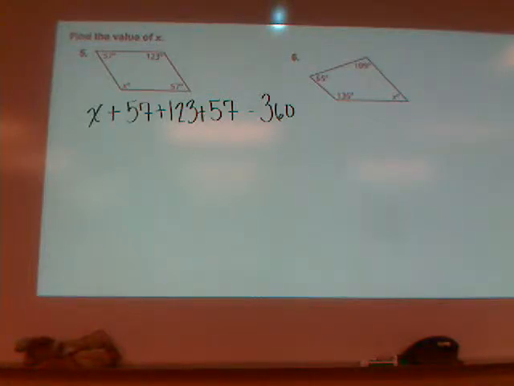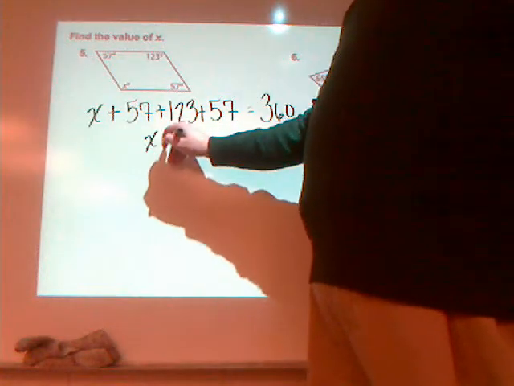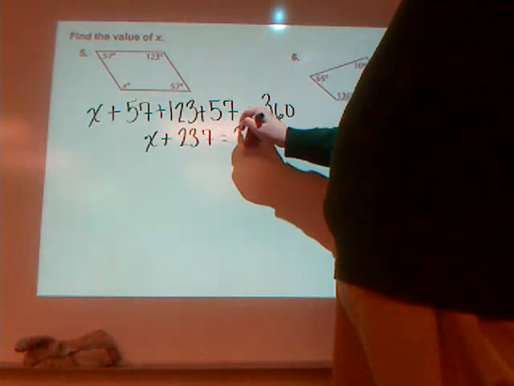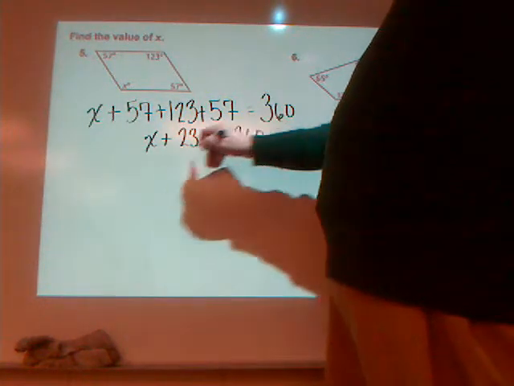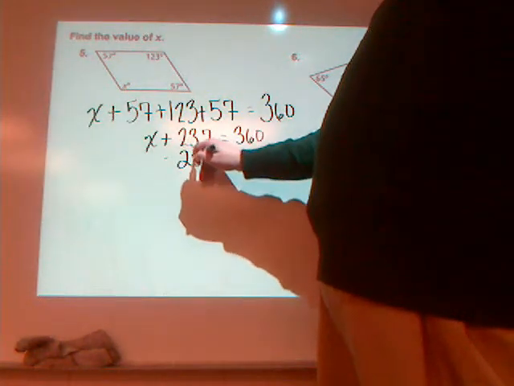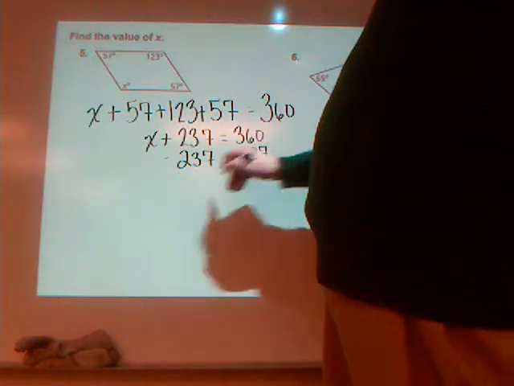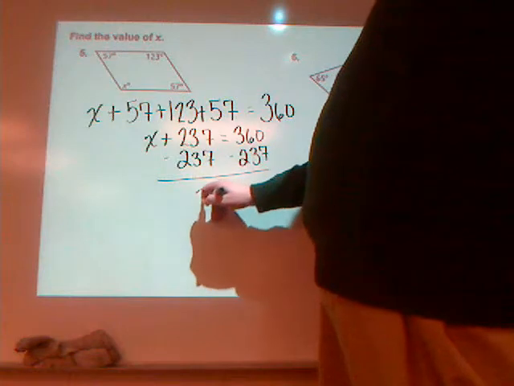So when I add up 57 and 123, the result is 237. So I've got x plus 237 equals 360. Now solve the equation by subtracting 237 all the way across, and the result is that x is 123 degrees.